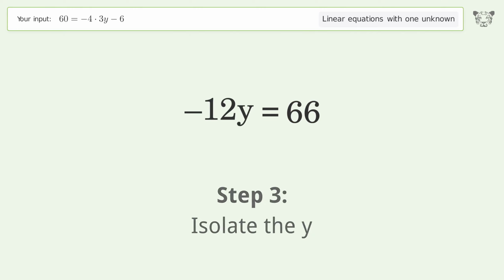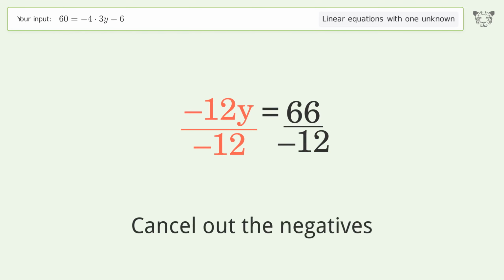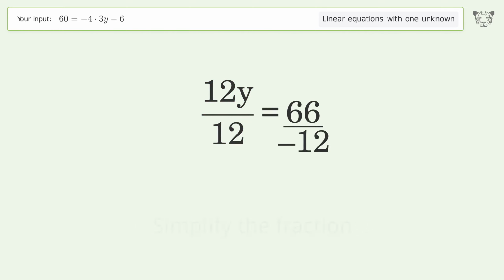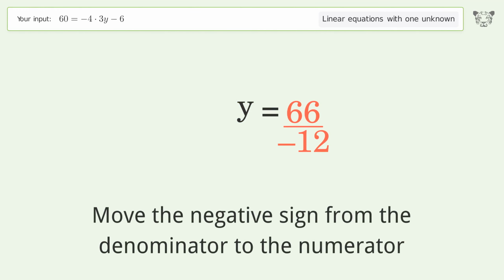Isolate the y. Divide both sides by -12. Cancel out the negatives. Simplify the fraction. Move the negative sign from the denominator to the numerator.